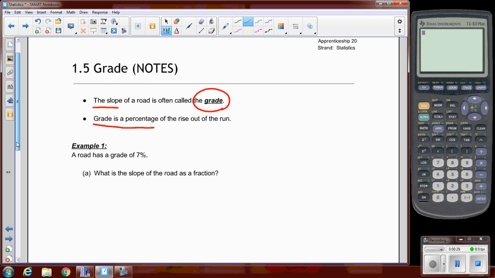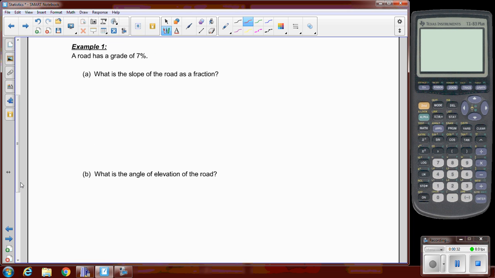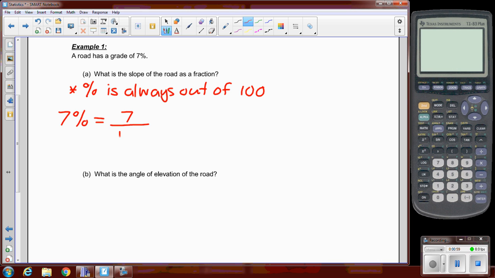So we'll look at this example. Very simple. It says a road has a grade of 7%. What is the slope of the road as a fraction? So what we do know, one thing for sure, is that percentage is always out of 100. So what that leads me to is 7%. If that's the grade, that's the same thing as 7 out of 100. 7% is 7 out of 100. This is the slope of the road.